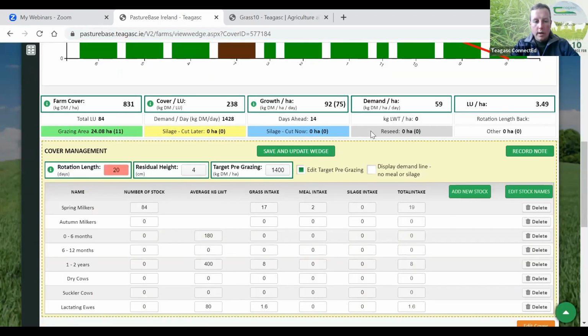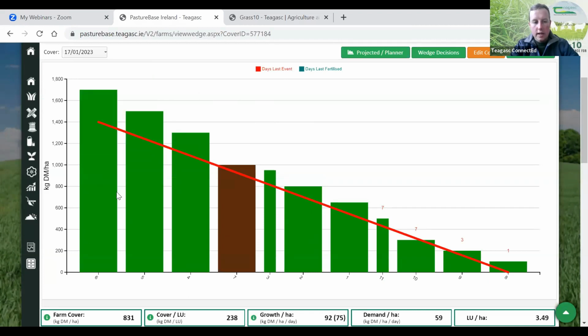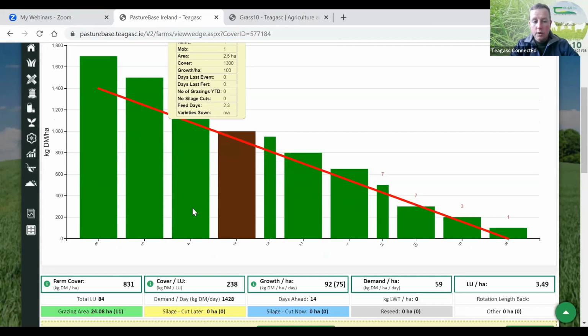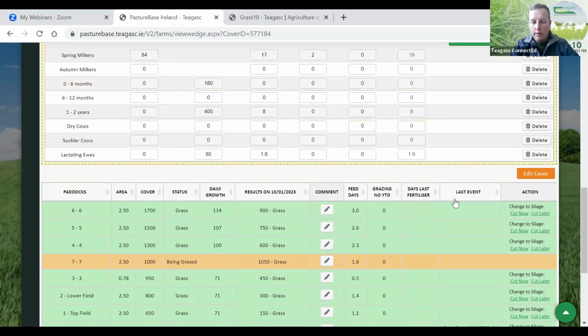So what we want to do here is take out some paddock. This paddock here has gone up near 1700, so it needs to be taken out, and we're just going to take it out one at a time to bring it back down into the target. So we want this figure here of 238 to be back down to that 160 to 180 region. So if I can just select this paddock here.